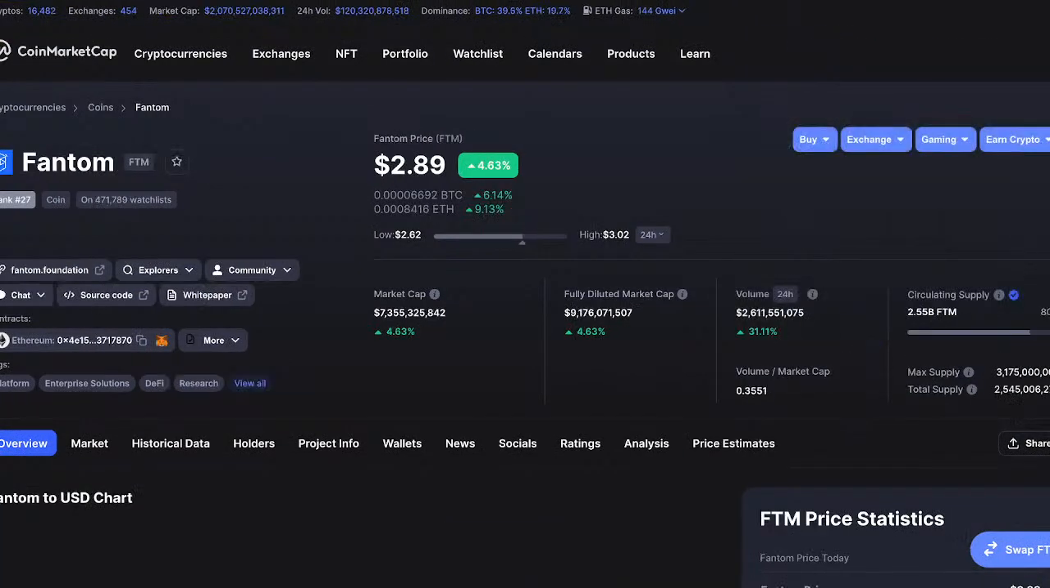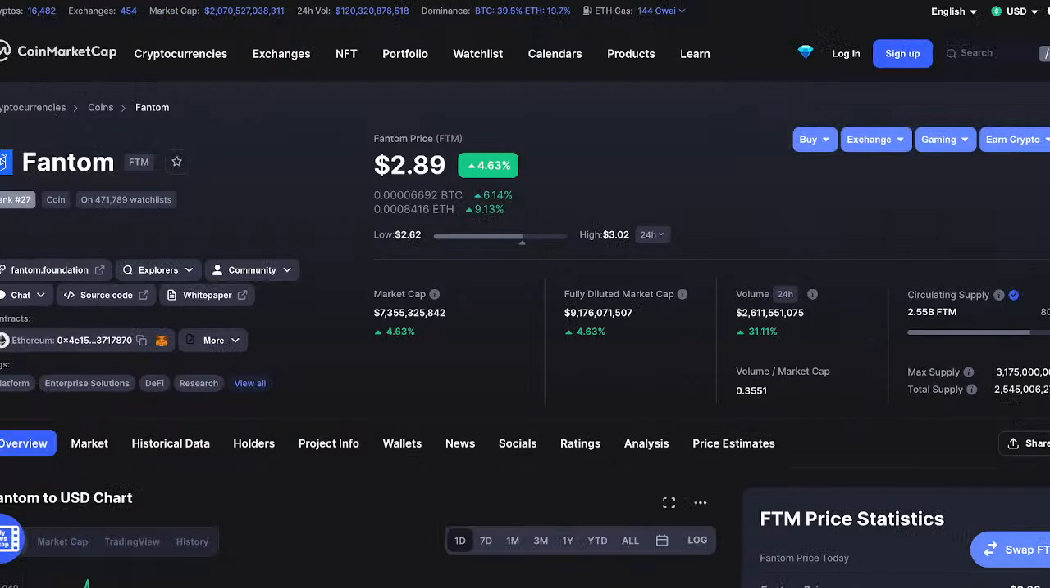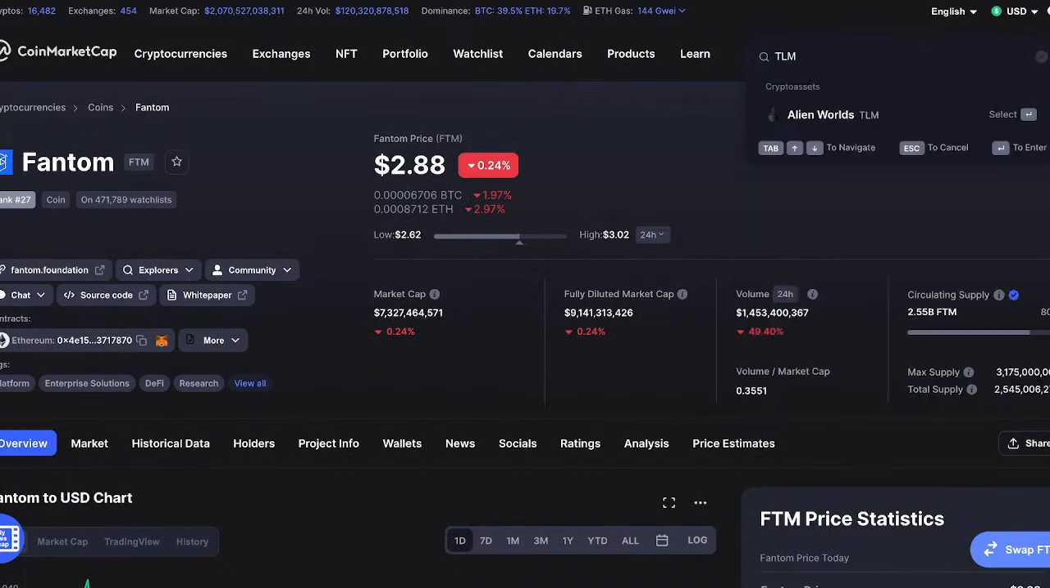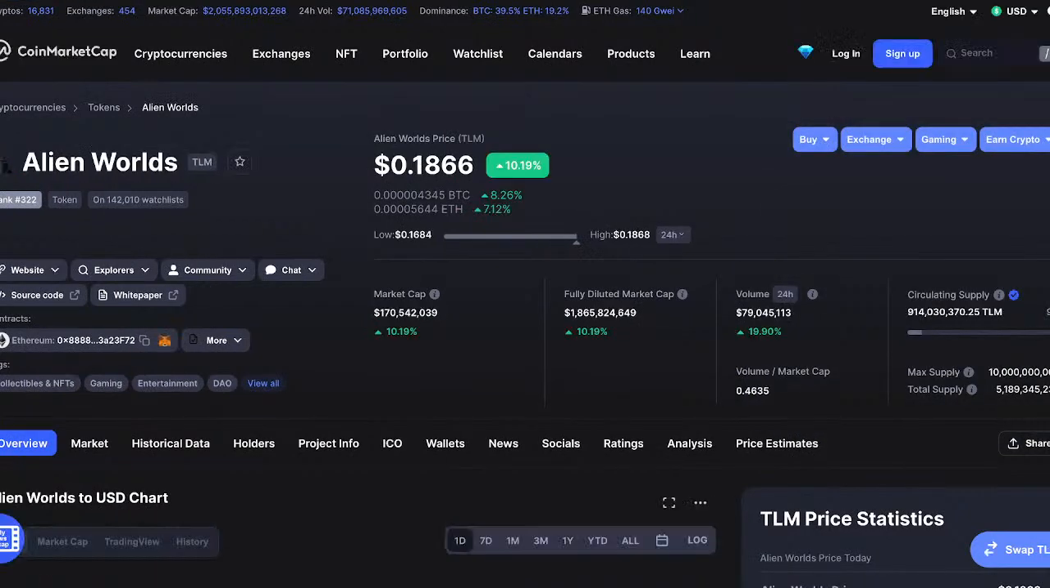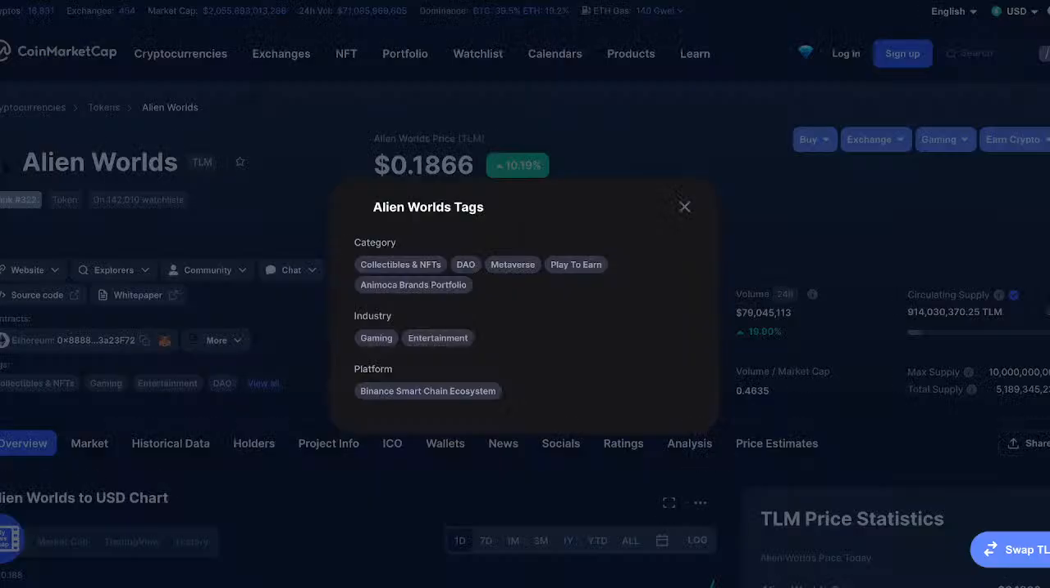But also more importantly, let's take a quick look at CoinMarketCap and at FTM, if I'm right. Let's take a quick look. Yes, FTM it was, no, TLM, sorry, it was TLM. So that is Alien Worlds. It's a rank 322 cryptocurrency. What I think is absolutely important is that I thought this was, let's take a quick look. Yes, the category is a metaverse token and a play to earn token.